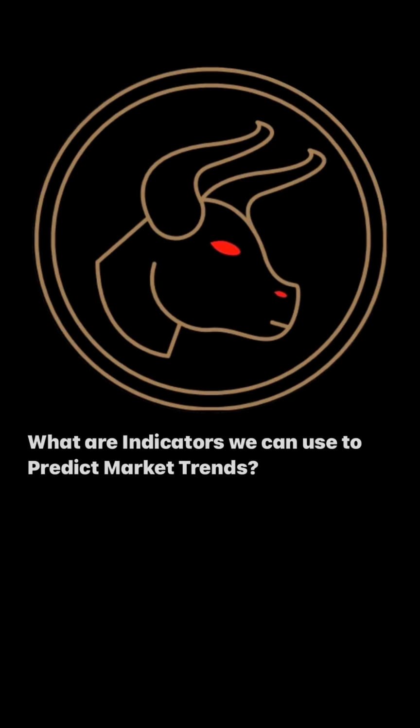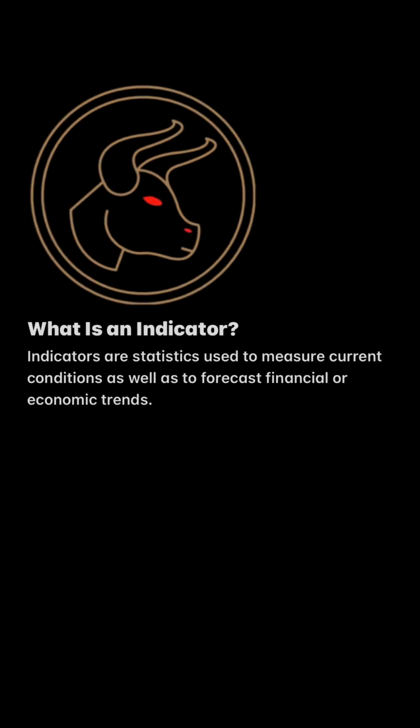Tech Video is going to cover what are indicators we can use to predict market trends. First, covering the basics of what an indicator is. Indicators are statistics used to measure current conditions as well as forecast financial and/or economic trends.